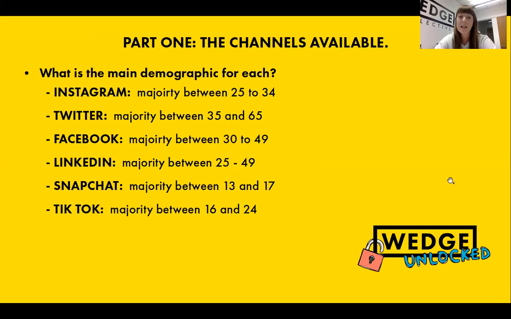Then we thought it would be interesting to have a little look at the main demographic for each. For Instagram, the majority of people using it are between 25 and 34. Twitter is between 35 and 65, which is quite a wide age range. Facebook is between 30 and 49. We're now seeing more older people using Facebook and younger people steering away from it and going on to things like Snapchat, between 13 and 17, and TikTok, between 16 and 24.